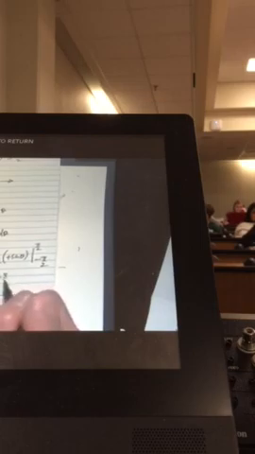The antiderivative of cosine is sine, right? I'm sorry, it's sine. So evaluating from negative pi over 2 to pi over 2, this is equal to 1/2 sine pi over 2 minus 1/2 sine negative pi over 2.